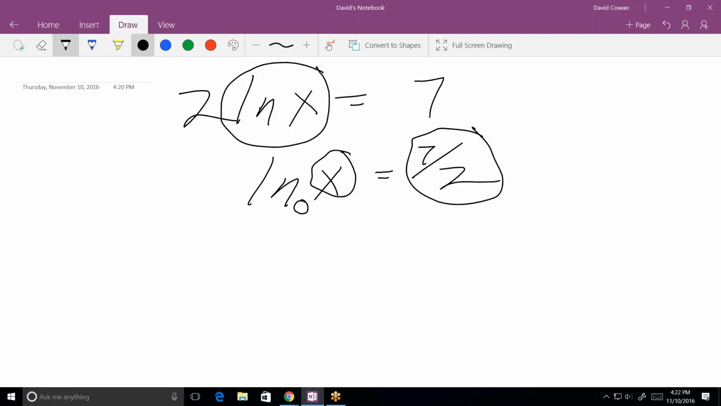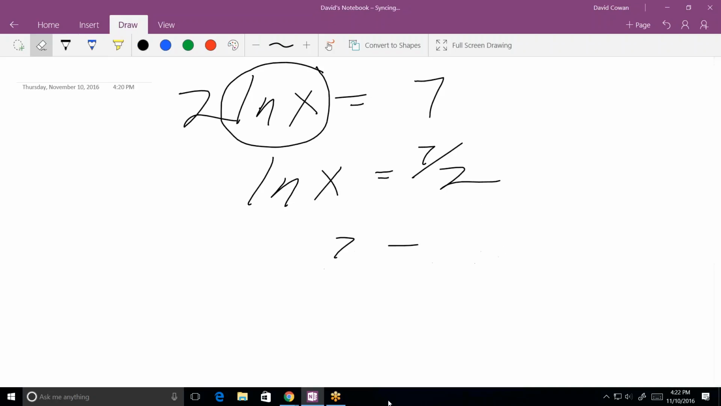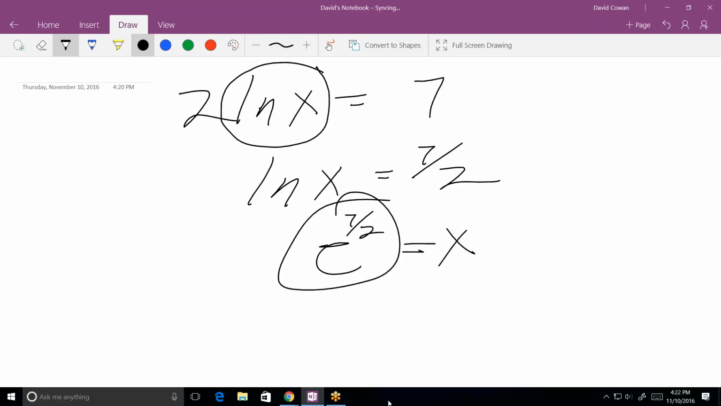Which works great as long as the natural log is on the left. If I do this, which is the same exact expression, it doesn't work so great. In other words, now I have to take e to the 7/2 equals x. So that's a fine method. It's one I use myself as long as the natural log is on the left side. So I can say e to the 7/2 equals x. That number you can get out of your calculator. Yep. e to the 7/2. Sorry, I'm just catching up. All right. Equals x.